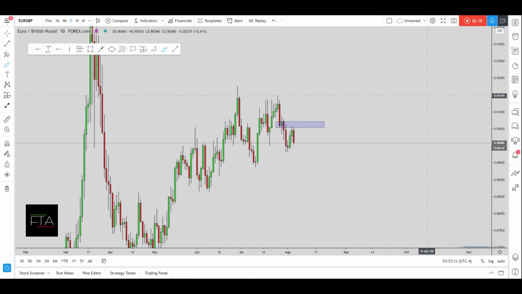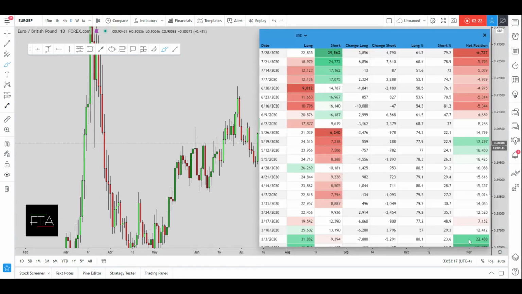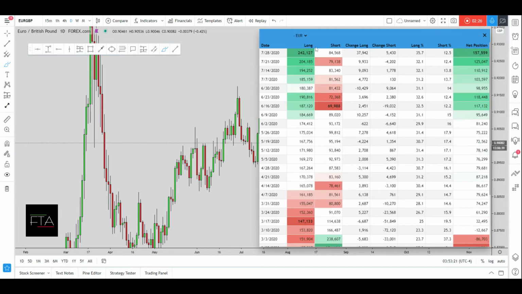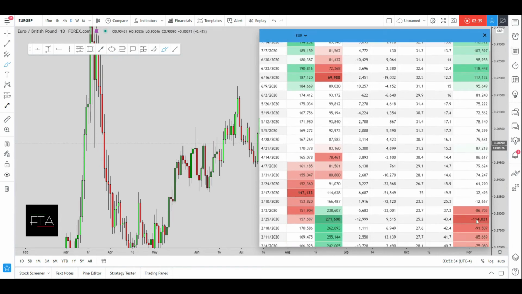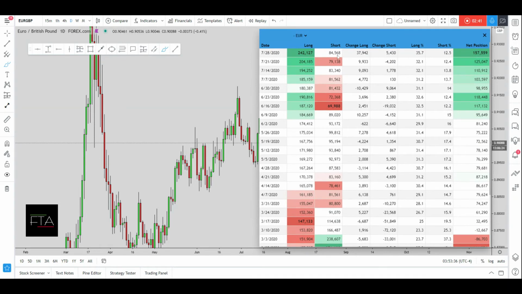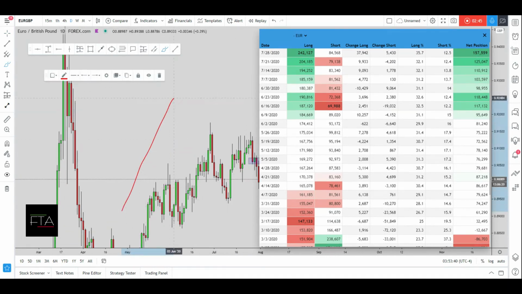Before I show you how we will be approaching this kind of situation with students, let's go and give a quick check at what we have from a Euro and a GBP perspective. Starting from the Euro, what we can see? We can see that the Euro has been aggressively long. We went from 147k longs all the way up to 242k longs. And net positions went from negative to positive.